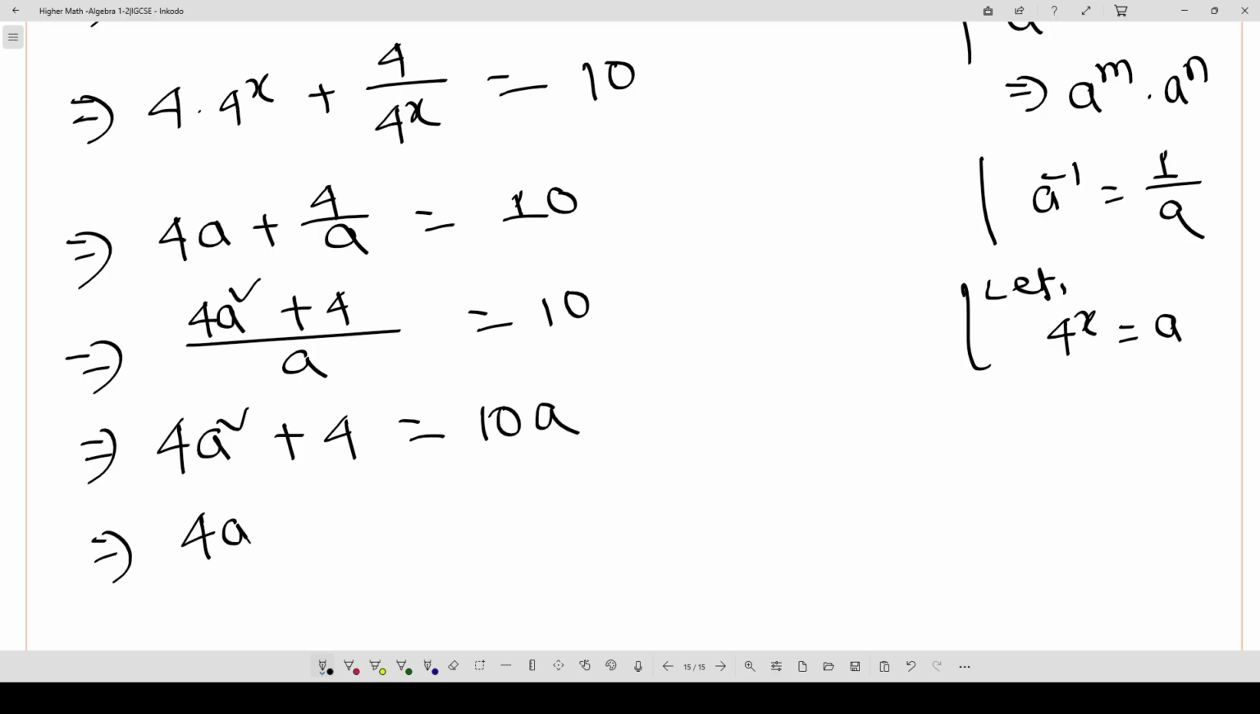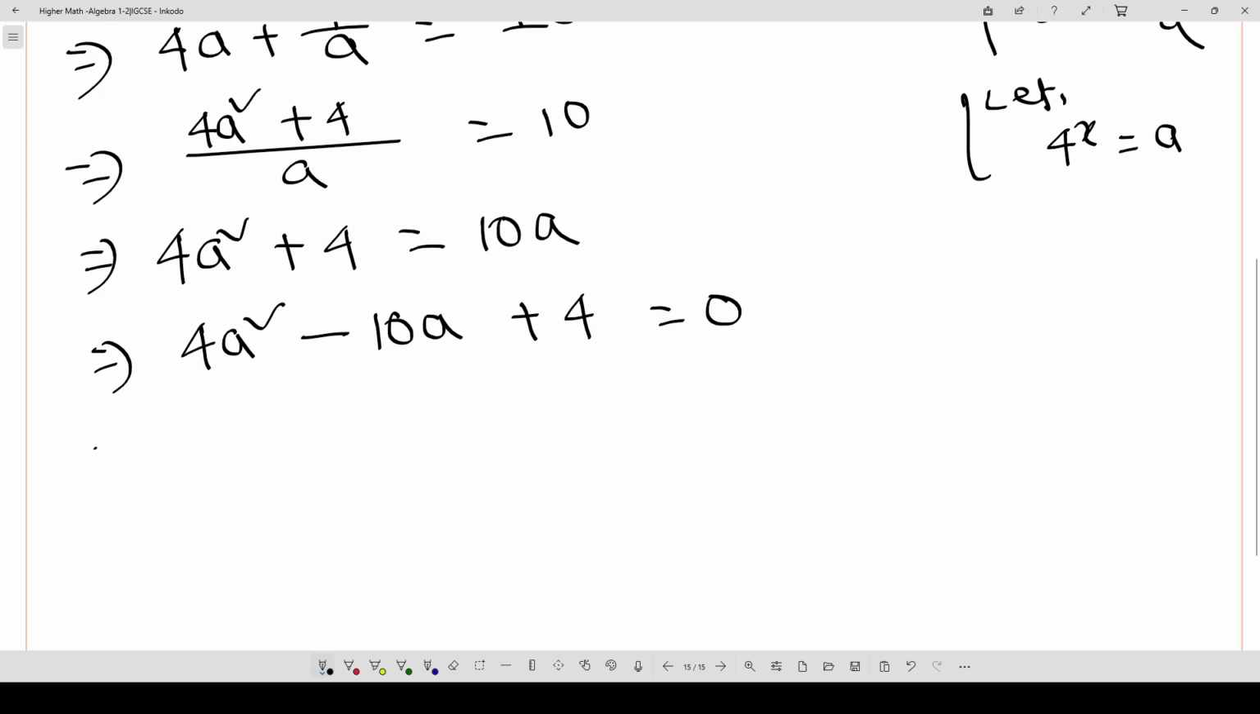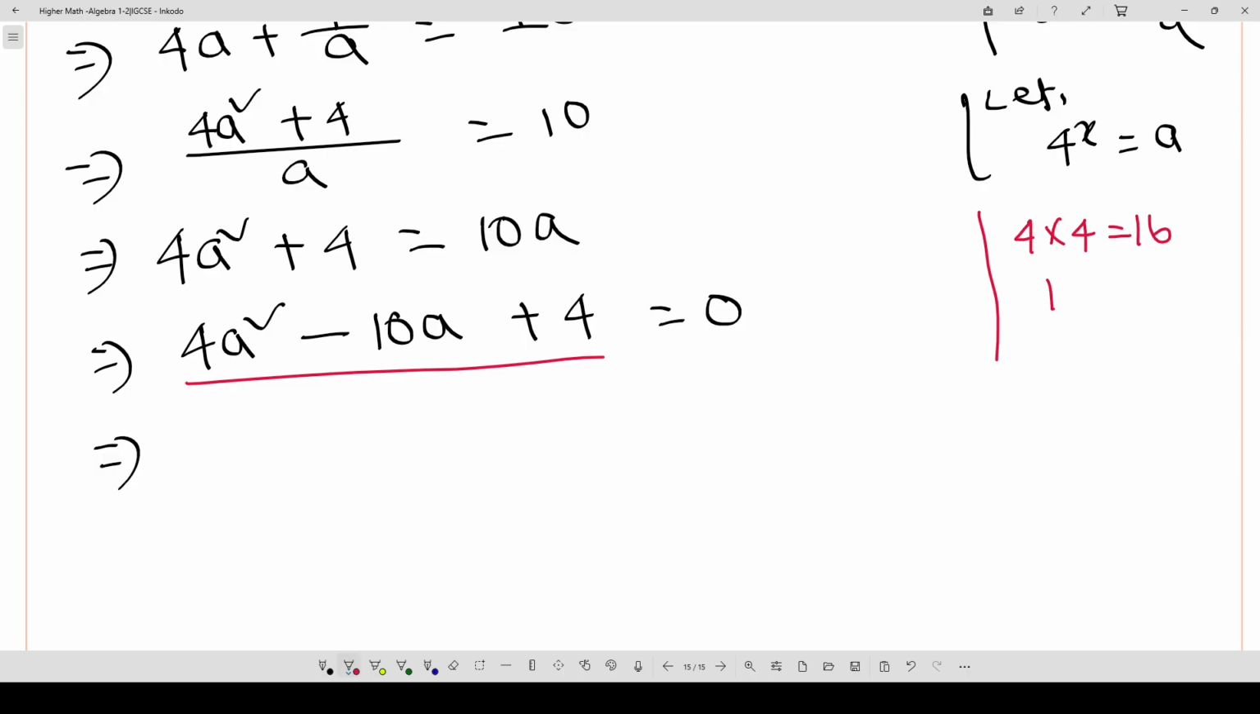Then 4a square, we subtract 10a from both sides, so minus 10a plus 4 equals 0. So it's a prime factorization. We can do this algebraic expression like 4 times 4 equals 16. 16 can be written as 8 times 2. 8 times 2 is 16, and again 8 plus 2 is 10. So we can write 4a square minus 8a minus 2a plus 4 equals 0, right?